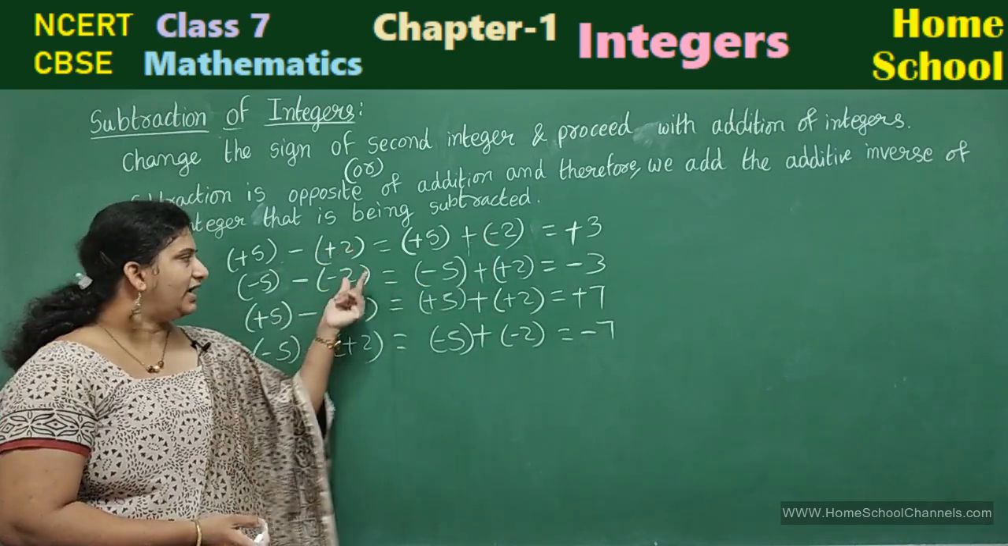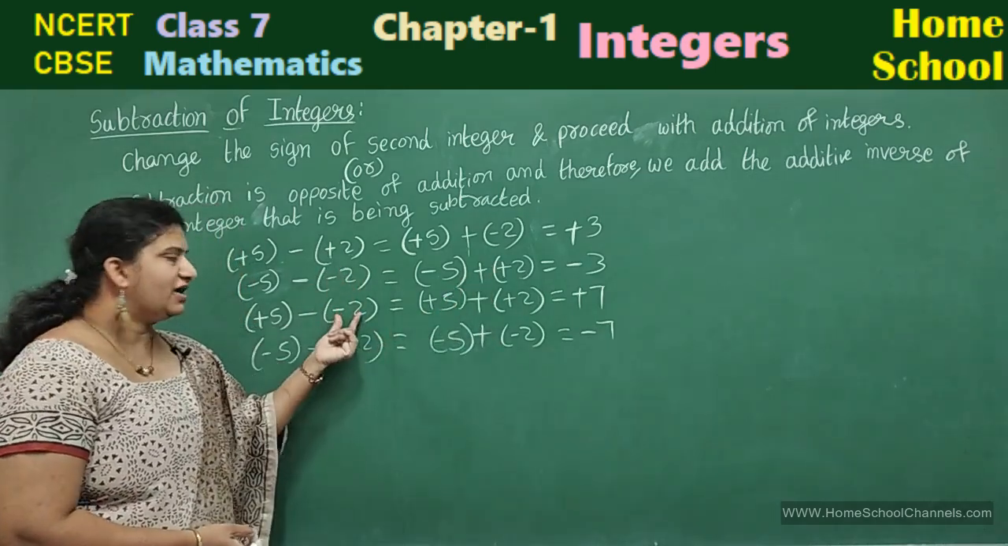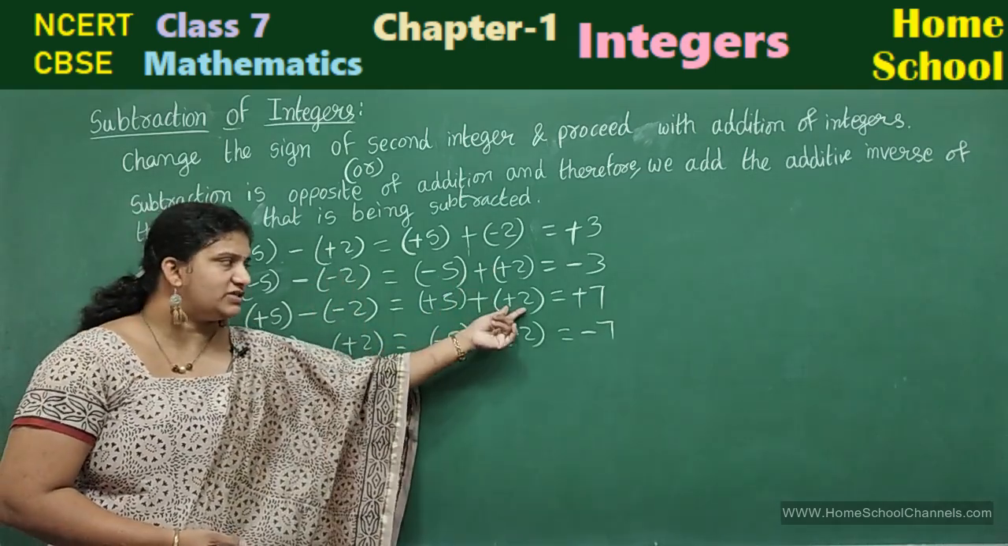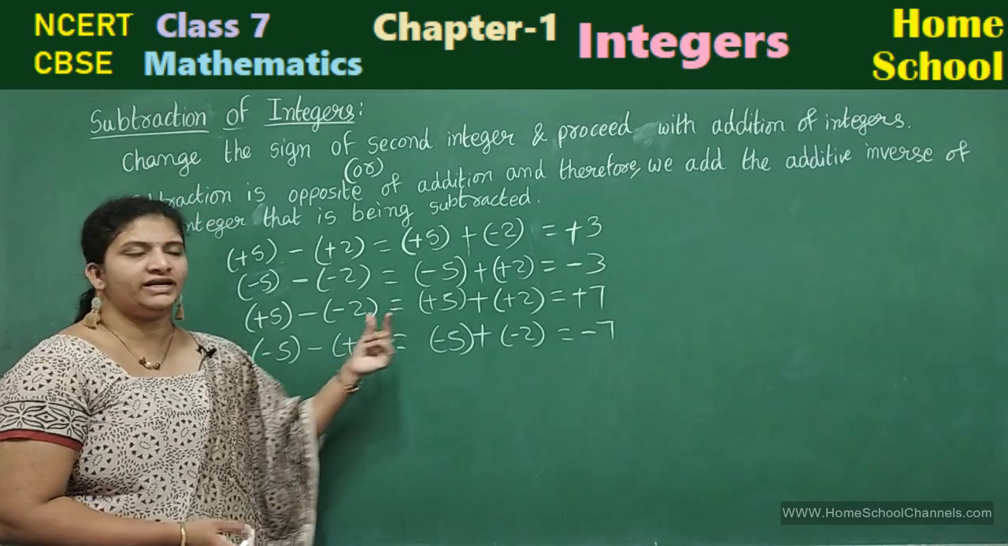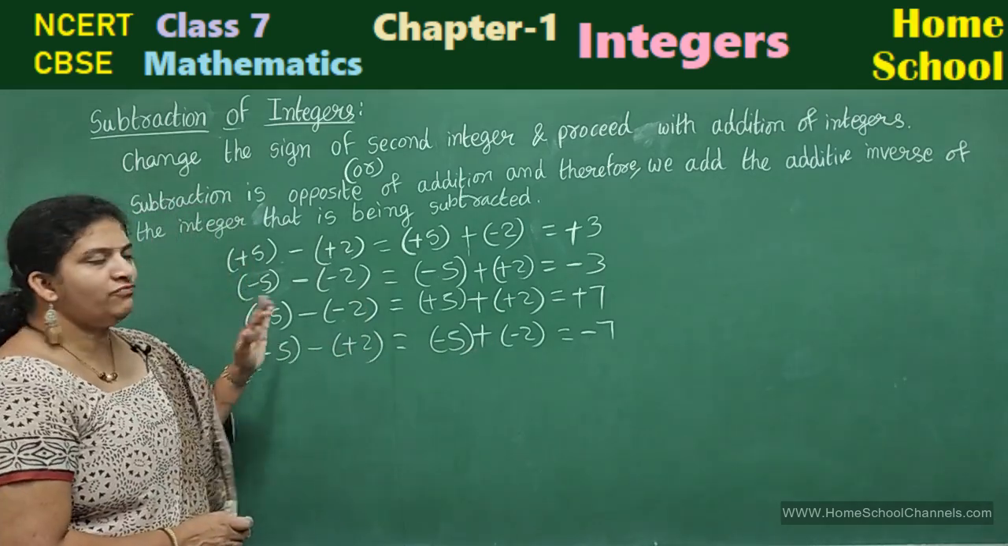And here minus 2, the additive inverse is plus 2. Add it. And here minus 2, the additive inverse is plus 2. Add. Plus 2, the additive inverse is minus 2. Add. Okay. The same four problems.